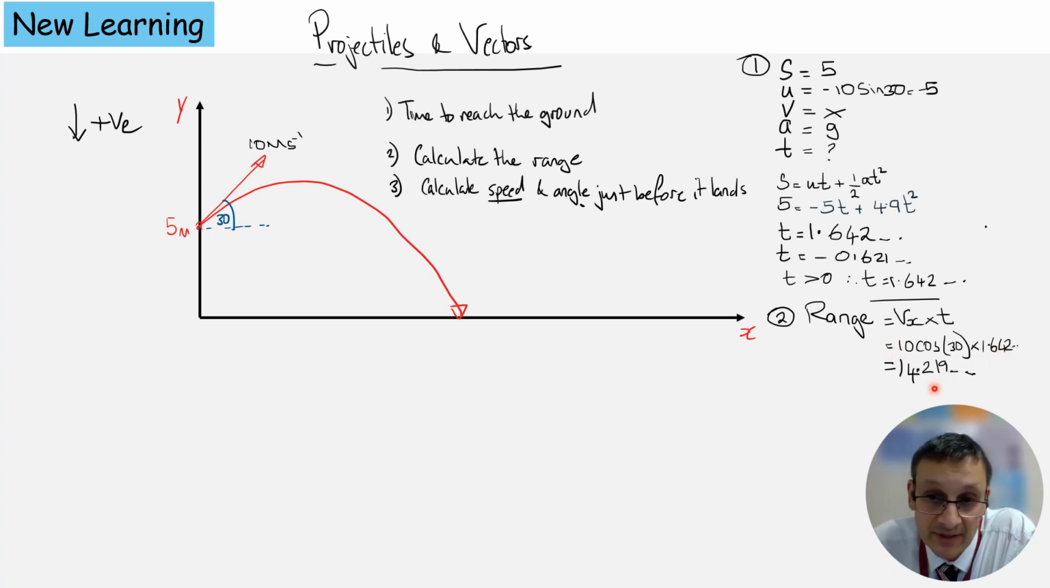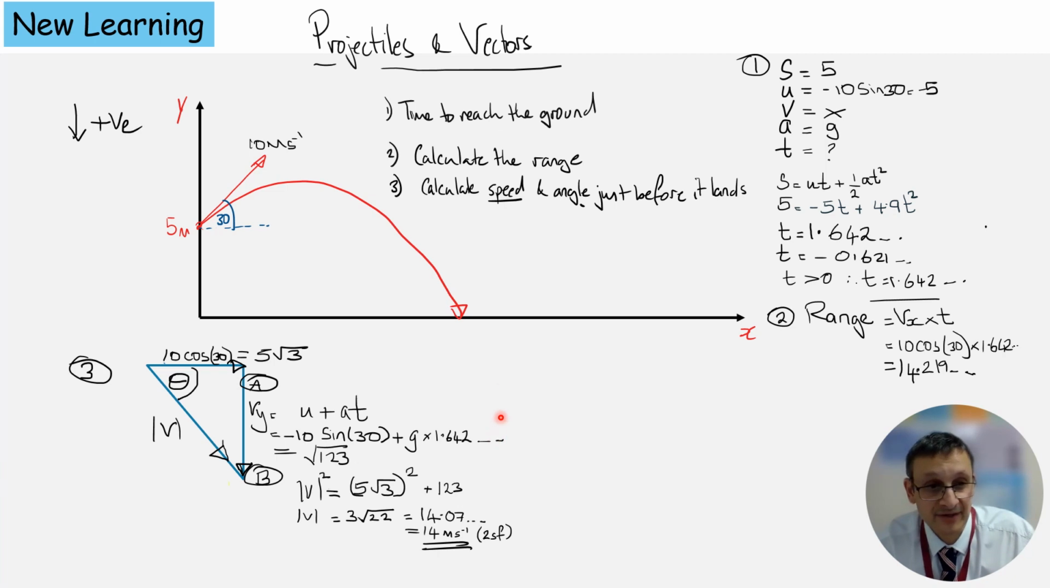So 10 cos 30 times 1.642 gives me this value here, and again I've just indicated with a couple of dots at the end of there just so that I know that I've stored that in my calculator and can recall back that accurate value again. Now the last bit, which we had fun and games on, was calculating the speed and the angle just before it lands.